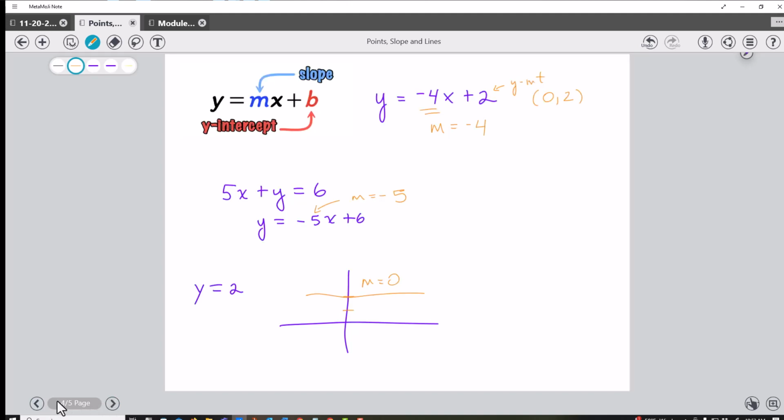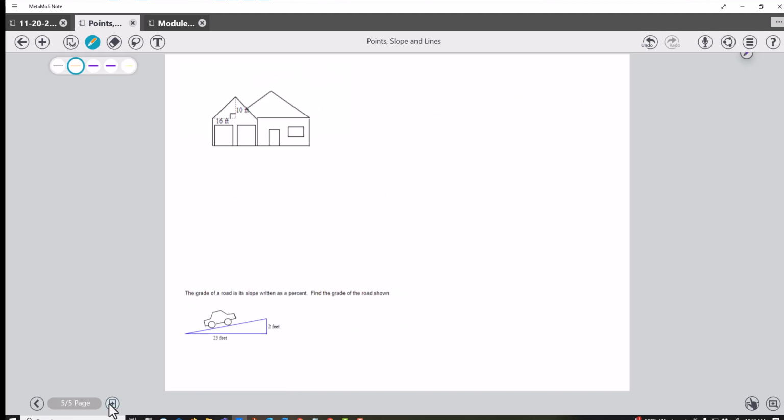I was looking to see what else is here. So the only thing you have to be careful of is when the equation is not solved for y, then you just need to solve it for y to be able to find the slope very quickly.